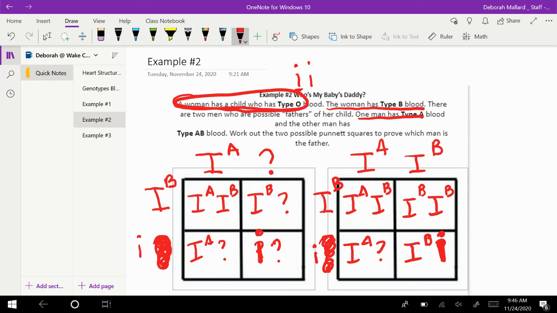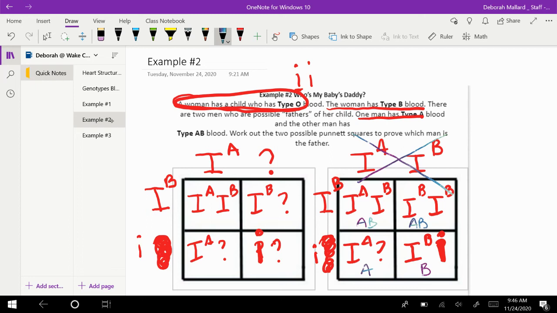Now notice here, I'm looking at the kids. All right, I'm looking at the kids. These two right here are going to have type AB blood. This kid is going to have type B blood. And then this kid definitely is going to have type A blood. So what that information tells me is that this guy right here cannot be the father, because he cannot produce a child that has type O blood. Remember, type O blood, we have to have two little i's.